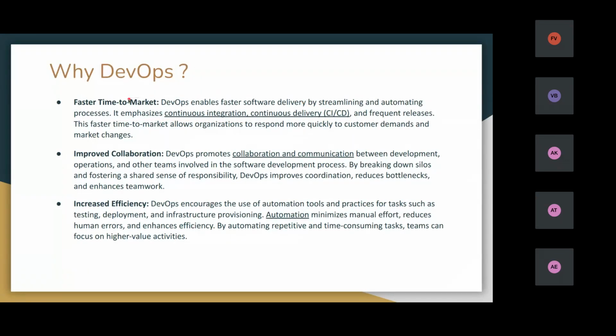Because of that, we can deploy our product faster into the market. And like I said, the collaboration between the development team and operations team is improved after using DevOps, and many tasks will be automated. So the overall efficiency of the company will be increased, as many automation tools and practices are used in DevOps.